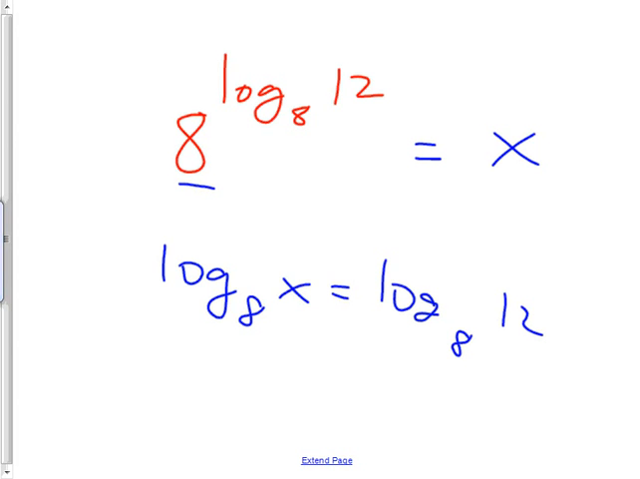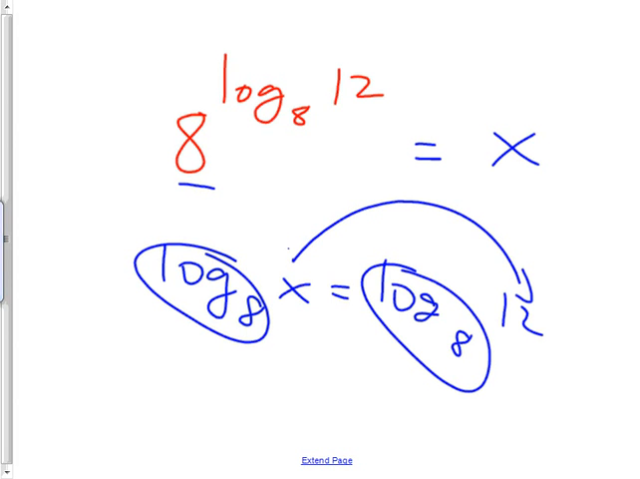And if log base 8 of x and log base 8 of 12, if these two are the same, then these two have to be the same. The answer is 12. Get that? All right, so if these two are the same, that one's the answer. I've proved it to you. Now you don't have to go resolve that every time.